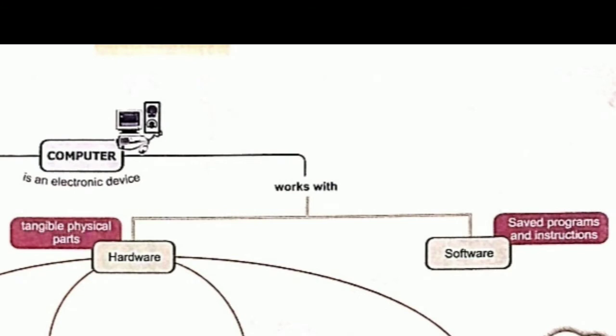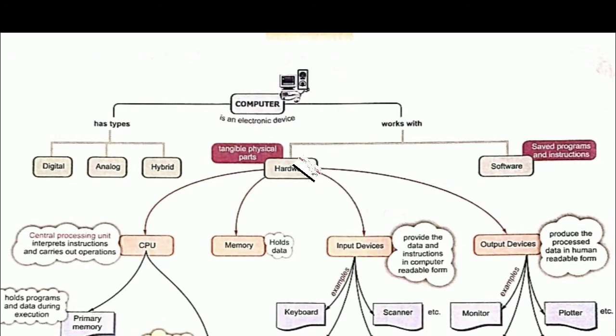A computer works with basically two components, hardware and software. Hardware is the tangible physical parts, and software saves the programs and instructions in your computer. Hardware has four different categories: CPU, memory, input devices, output devices.